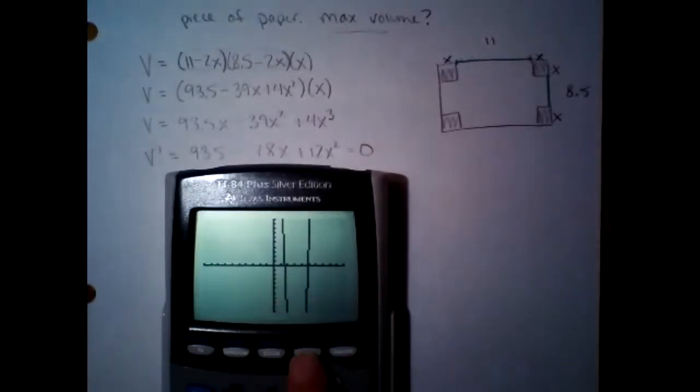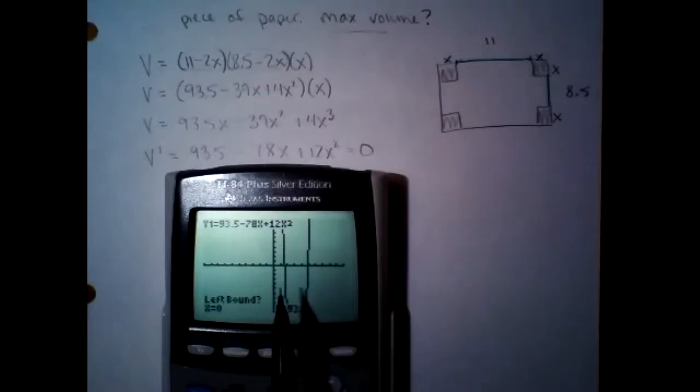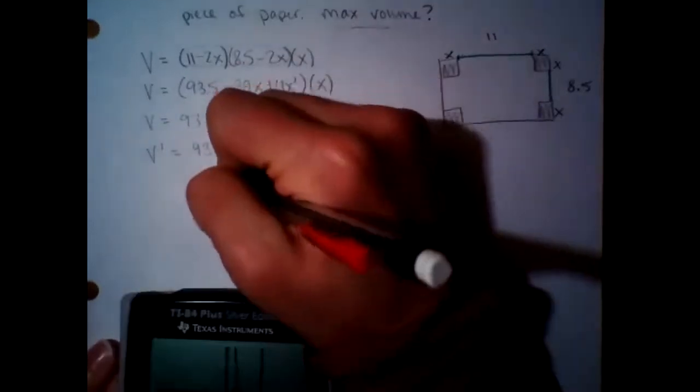Right, so we need to calculate this 0. So I'm going to go to second trace. And we want to choose a 0, which is number 2. And it looks like it's in between 1 and 2. So for my left bound, I'm going to do 1, enter. And for my right bound, I'm going to do 2, enter. And for my guess, I'm going to put 1.5, enter. And it will literally just come up. That's the x value. X equals 1.585 inches.